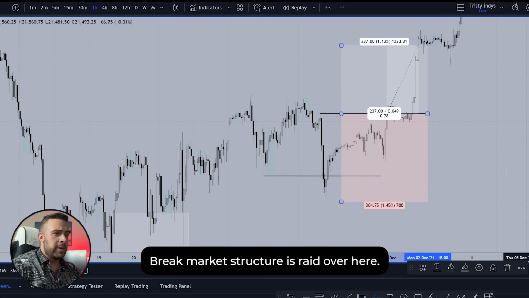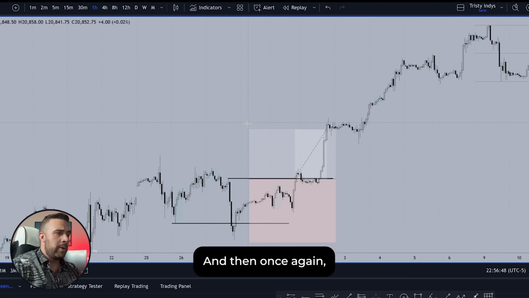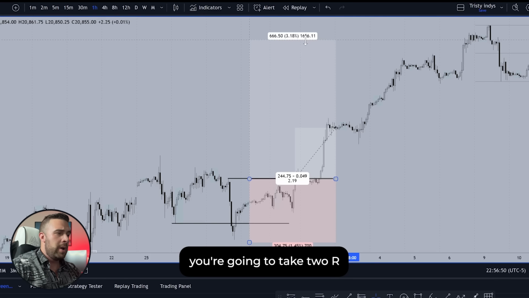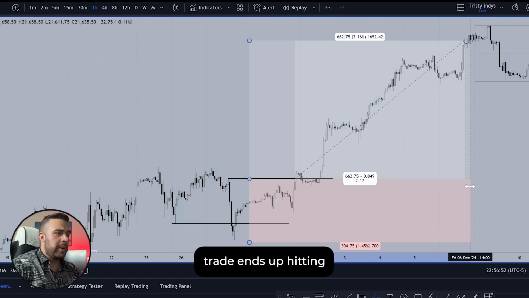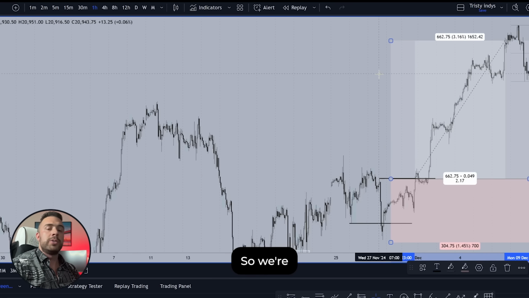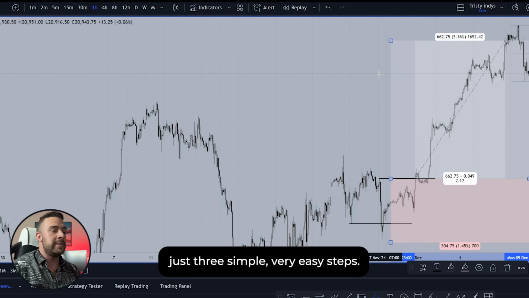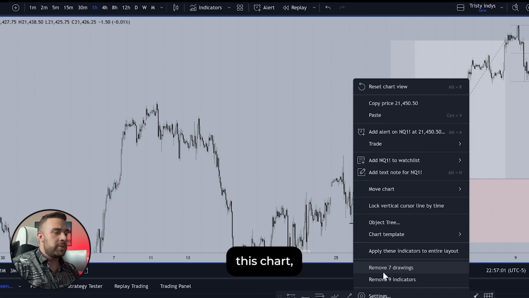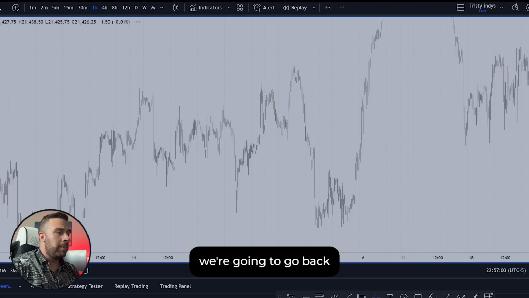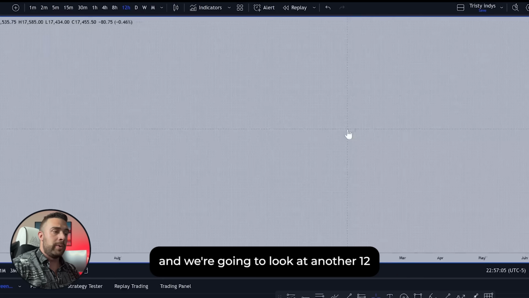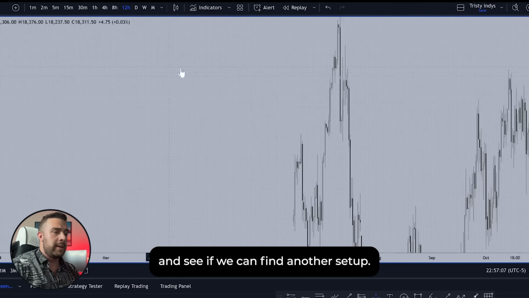Break in market structure is right over here, and then once again you're going to take 2R, and as you can see, the trade ends up hitting take profit right here. So we're going to go over a few more examples, but like I said, there's just 3 simple, very easy steps. So if we go ahead and clean up this chart, we're going to go back and look at another 12-hour sweep, and see if we can find another setup.